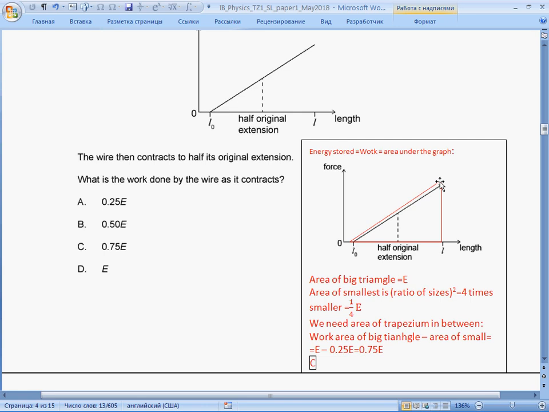And we need the area under the graph when it changes from L to half L, half extension, sorry. So we should subtract the area of this triangle to get the area of this trapezium. It is E minus a quarter of E, which is 0.75 E, so it is answer C.